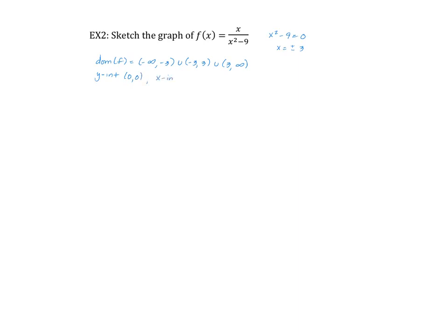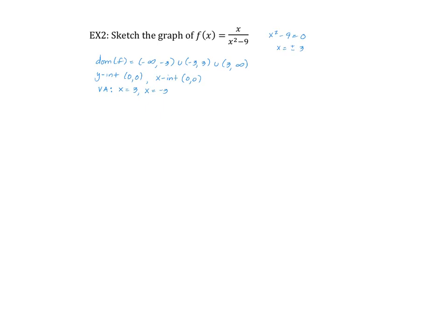Maybe I'll look at the x-intercept. If I set this function equal to 0, I end up with x is equal to 0. So I have an x and a y-intercept. Also notice that if I set the denominator equal to 0, which I did to find the domain, that also gives me vertical asymptotes of x equal to 3 and x equal to negative 3.